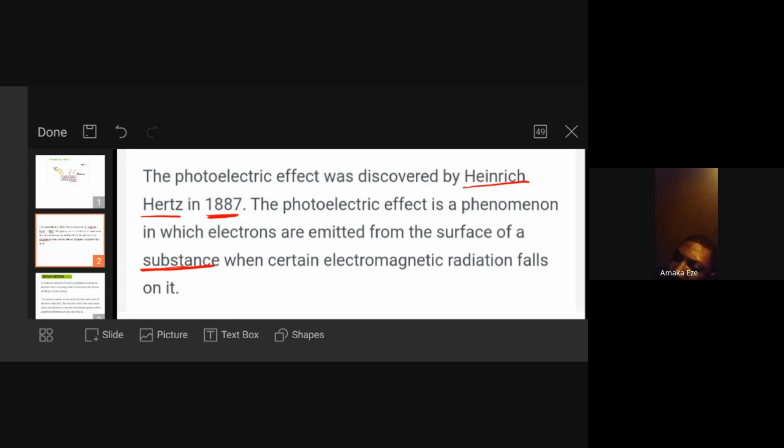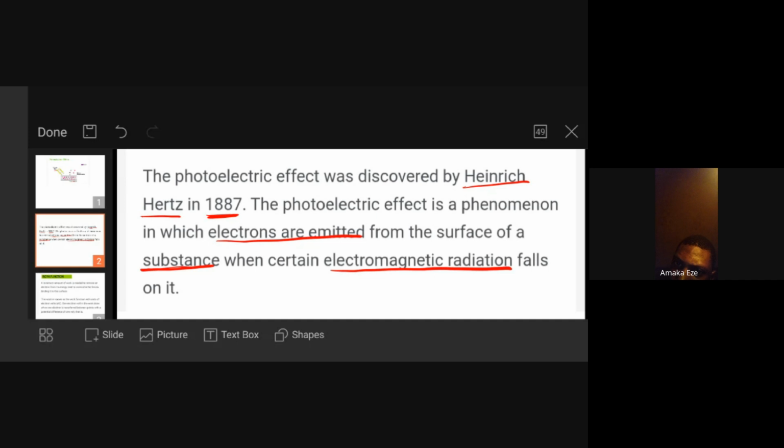Electromagnetic radiation. There are a few things to pick out here. Number one is that electrons are being emitted. So anytime you talk about photoelectric effect, there is usually an emission of what? Electrons. And this emission of electrons is due to electromagnetic what? Radiation. Is it electromagnetic radiation?